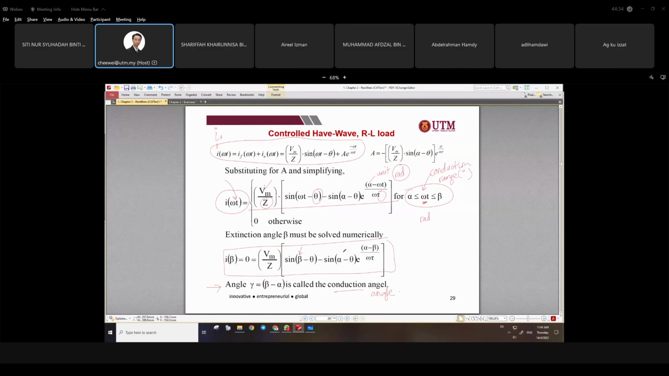We know the alpha. We need to find the theta first. Theta equals tangent inverse omega L over R. What is the value you get? 45. Okay, you plug in everything, you get 45 degree or 45 radian.